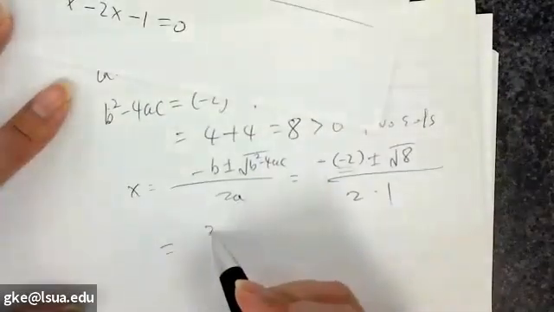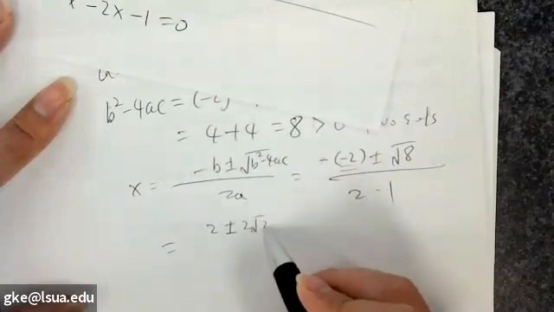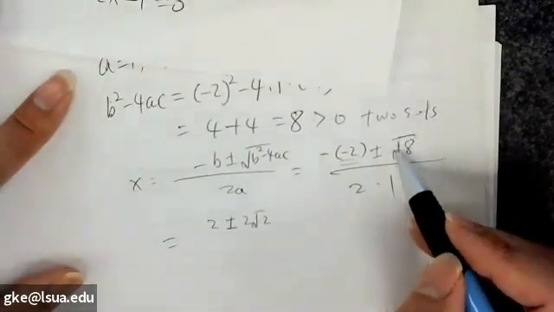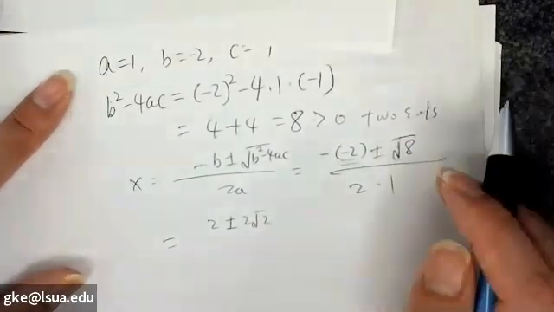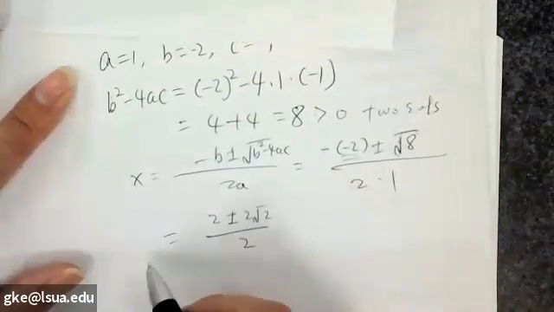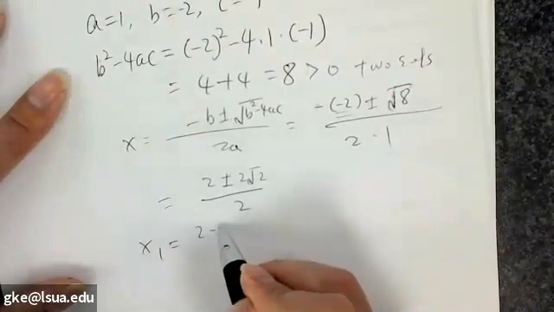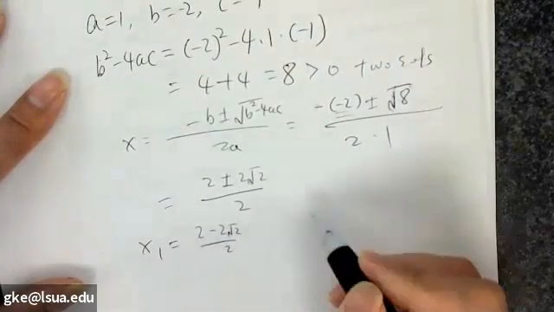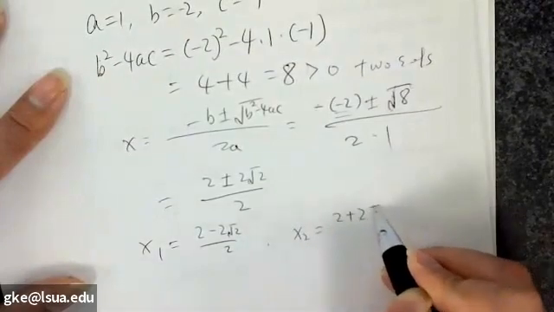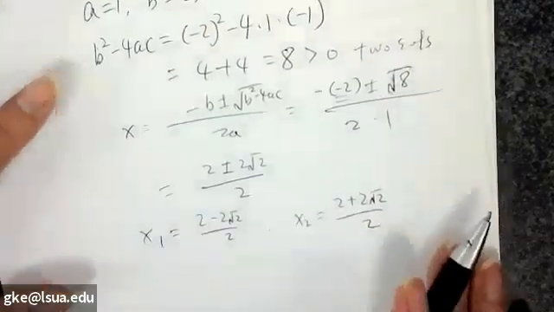So then 2 plus or minus square root of 8, you can write down as 2 times square root of 2. Because if you type the square root of 8 in your calculator, if your calculator helps you simplify, you're going to get this. So basically we have two solutions. One is 2 minus 2 square root of 2, and another one is 2 plus this. I wish you can get these two solutions.